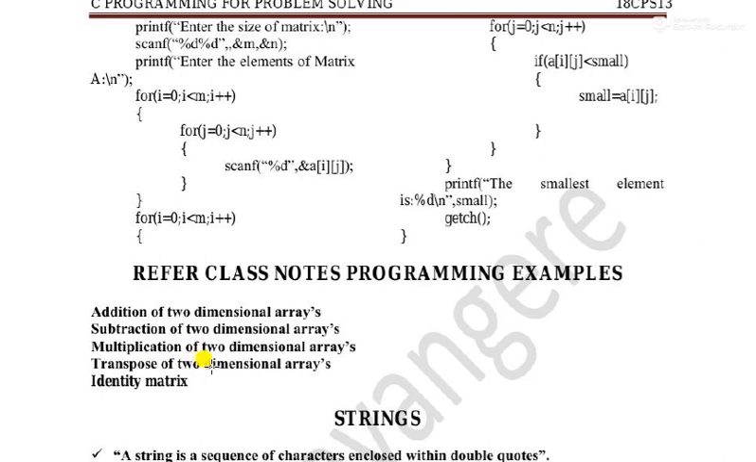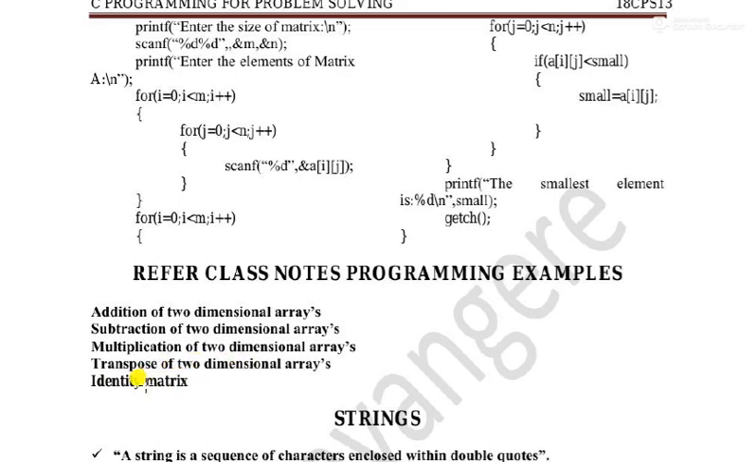And then transpose of matrix, and then identity matrix. So identity matrix is nothing but if the value of the array is positive, that one will be converted into negative. If it is negative, negative will be changed to positive. Negative must be changed to positive, positive must be changed to negative. That one is what, transpose of two-dimension, identity matrix.